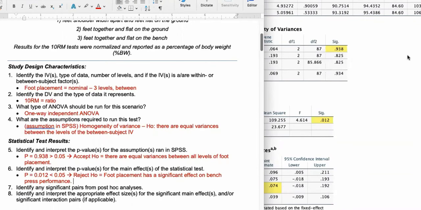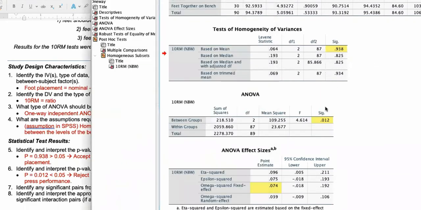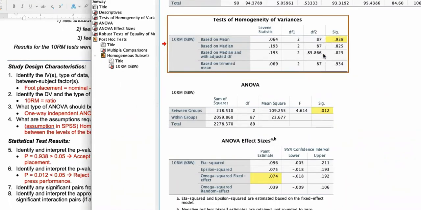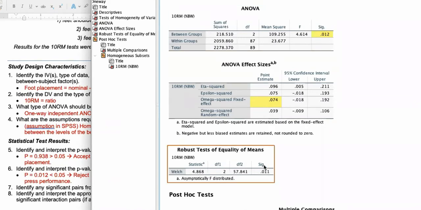Is there ever a time where both tables reject the null? Yes. It's not the case for this example, but let's say that this p-value was less than 0.05, and then we looked at Welch's test and ended up with a p-value also less than 0.05. That's a possibility. Because Welch's test is only used when you violated homogeneity of variance. So what happens is an adjustment is made to the degrees of freedom so that the variances equal out.